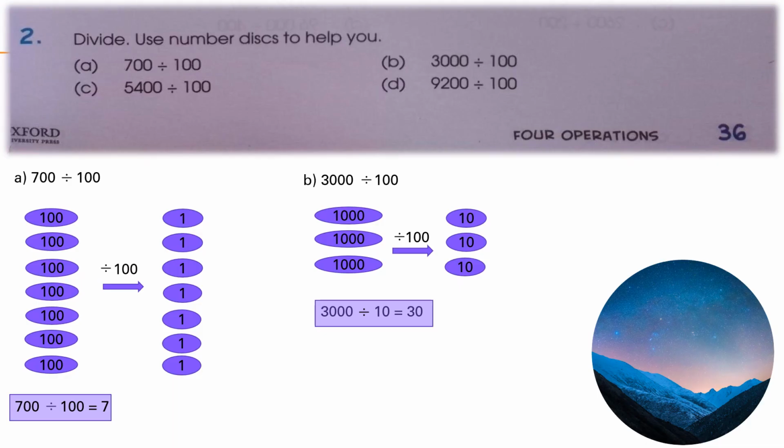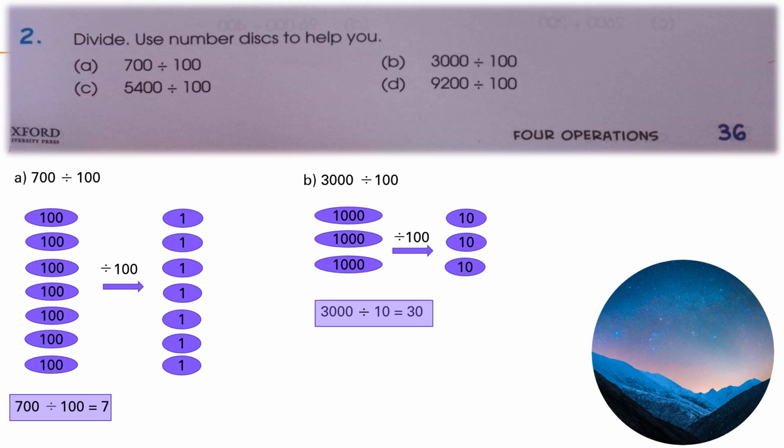In question 2, we have to divide using the disk method, and in part A we have 700 divided by 100. According to our rule, for 700 we have 0 ones, 0 tens and 700 discs. When these discs are divided by 100, we will have a result of 7 discs of 1s. So 700 divided by 100 is equal to 7.